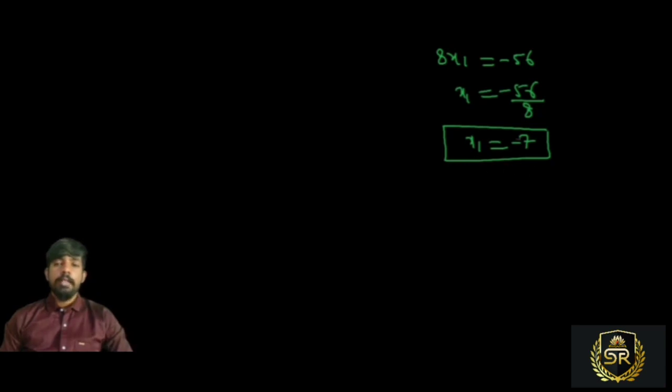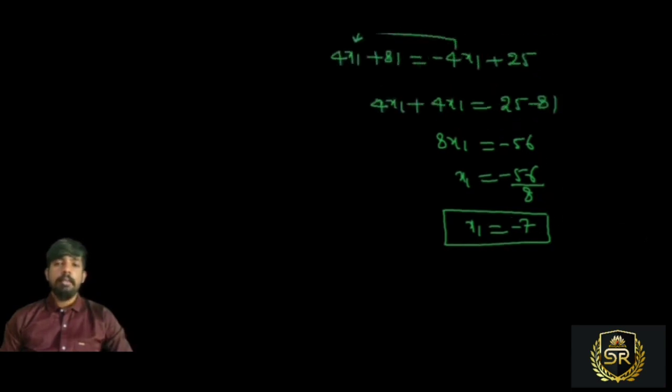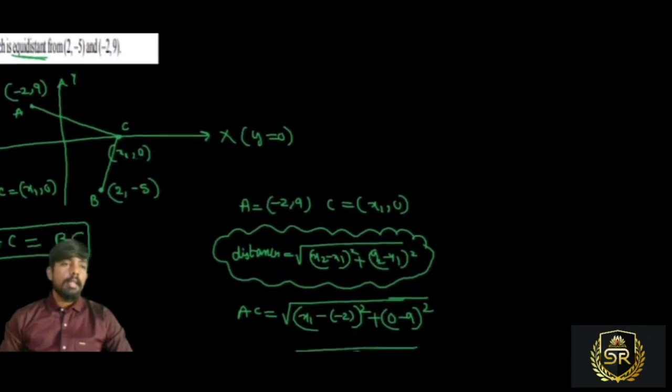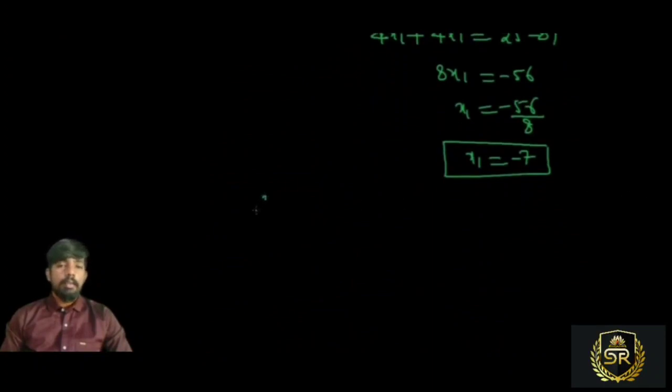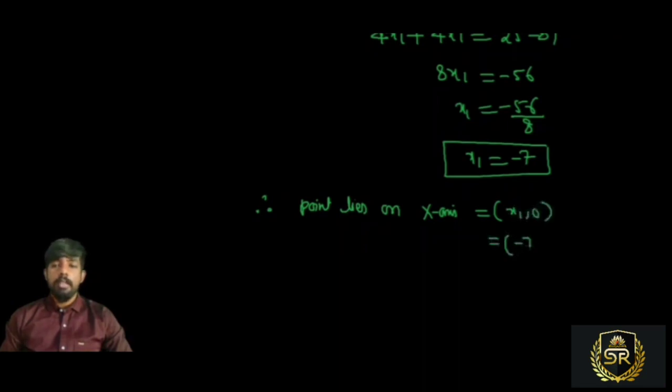Therefore we have x1 is minus 7 comma 0. What is being asked? It is asking for the point lying on a line. So x1 comma 0 is a point. So the solution will be: therefore the point lying on the x-axis is x1 comma 0, right? So minus 7 comma 0 is the solution. Okay, that's all. This is the solution.